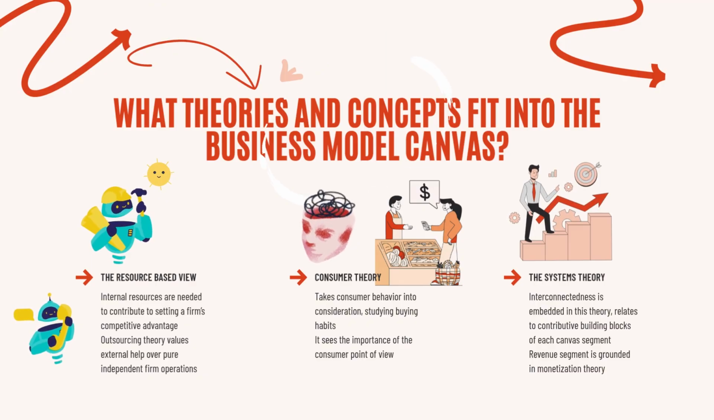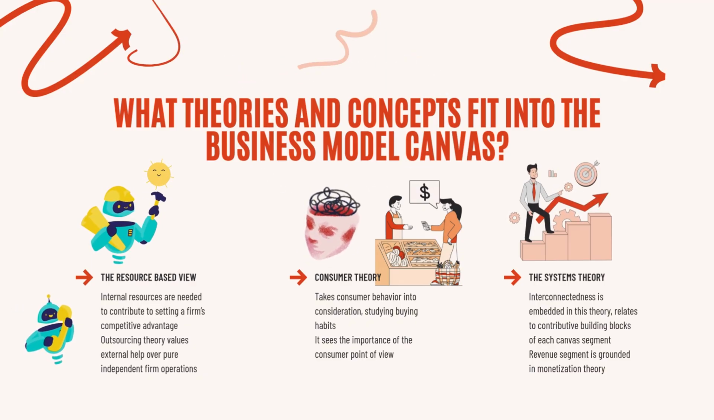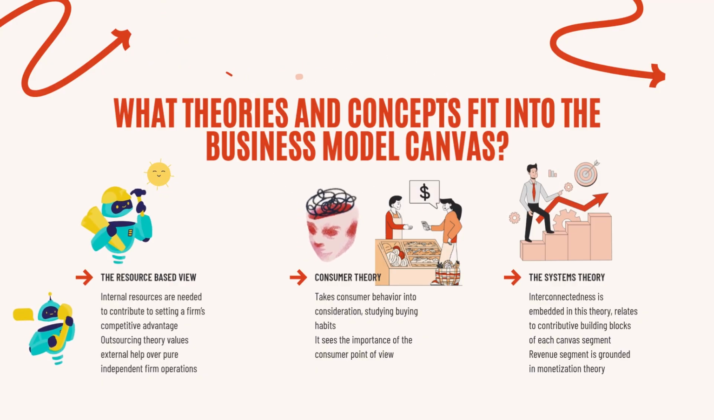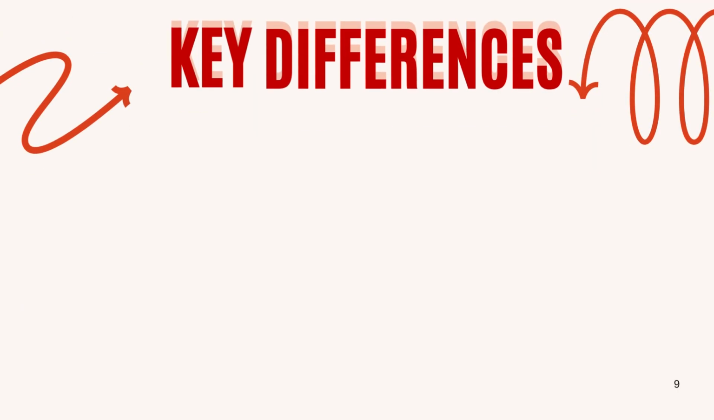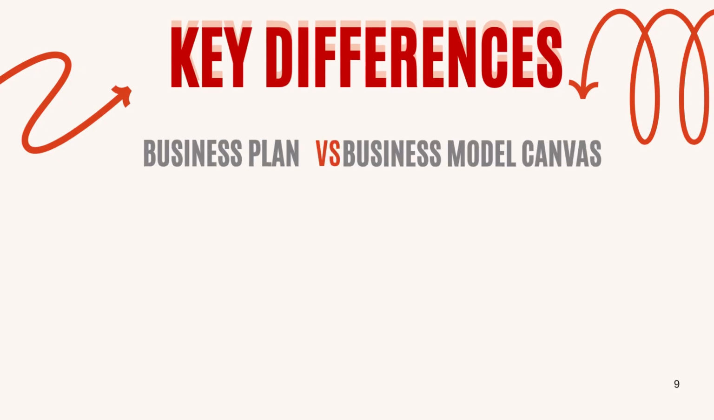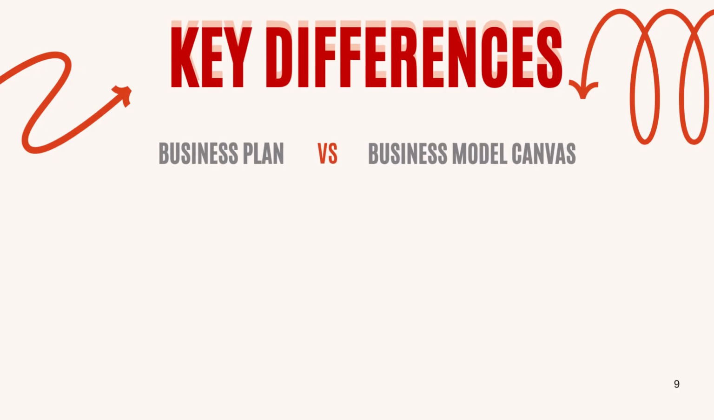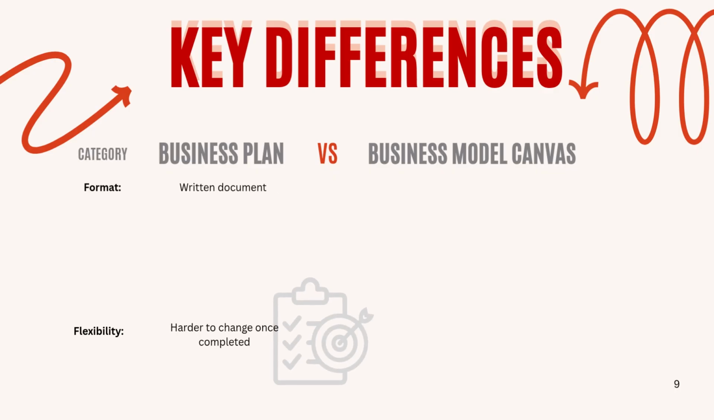Revenue borrows from monetization theory to help align the right price strategy relative to known customers and strategic goals. After looking at what a business plan is and what it includes, we can compare it to the business model canvas in a deeper way. A business plan is used to show that a business idea is realistic. It uses research, numbers, and detailed explanations to show how the business will operate, compete, make money, and grow.